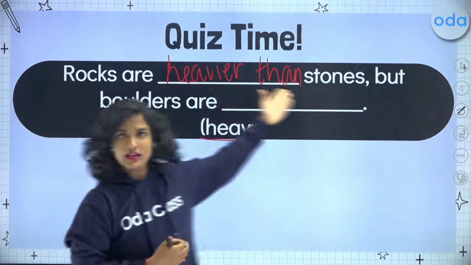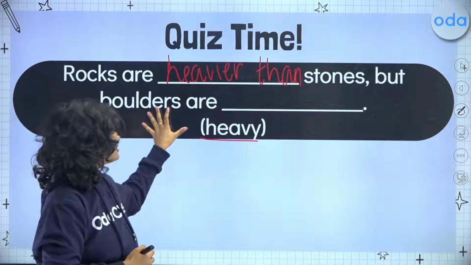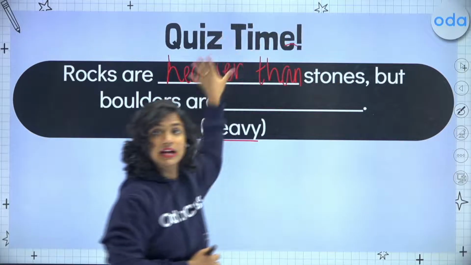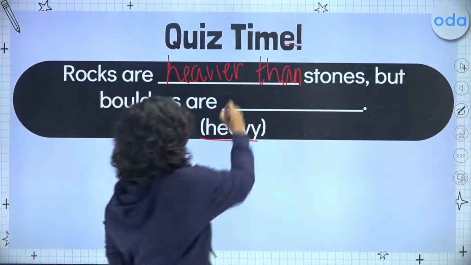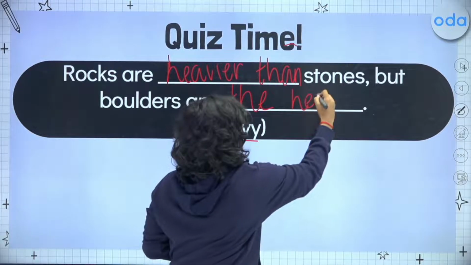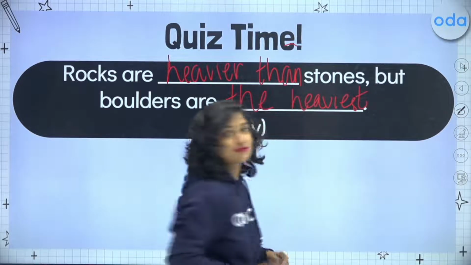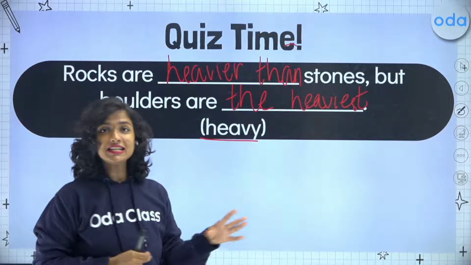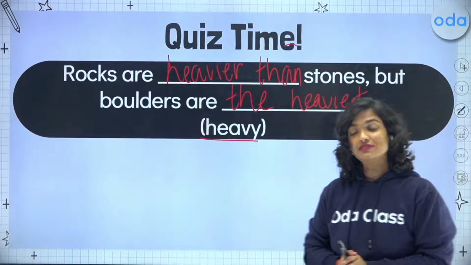Clearly, we have made one comparison, and in the second one, we are comparing boulders with all the other types possible. So that is a superlative degree. So here we will say boulders are the heaviest, right? Superlative degree, we use our keyword followed by the superlative adjective.